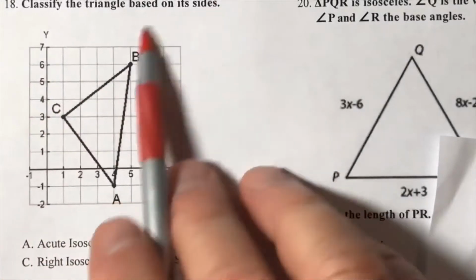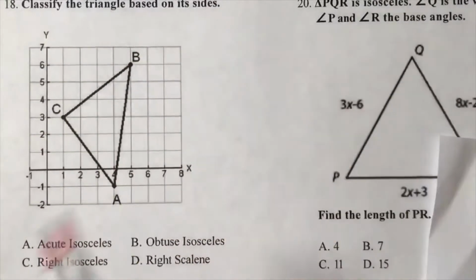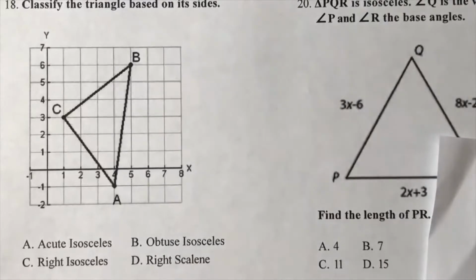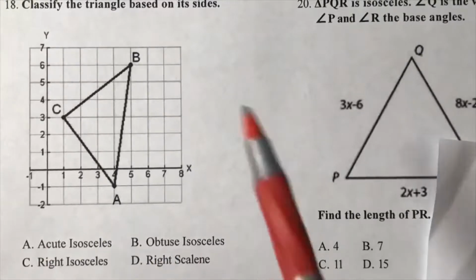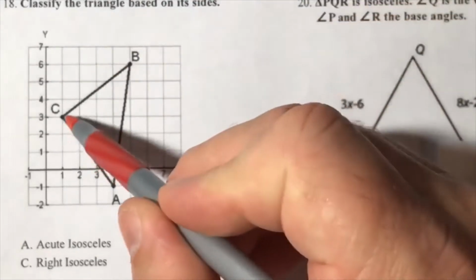Classify the triangle based on the sides. All right, so we need to determine isosceles or scalene are my two choices, and then from those, acute, right, or obtuse, or right scalene. Well, let's get us a length of this piece here.